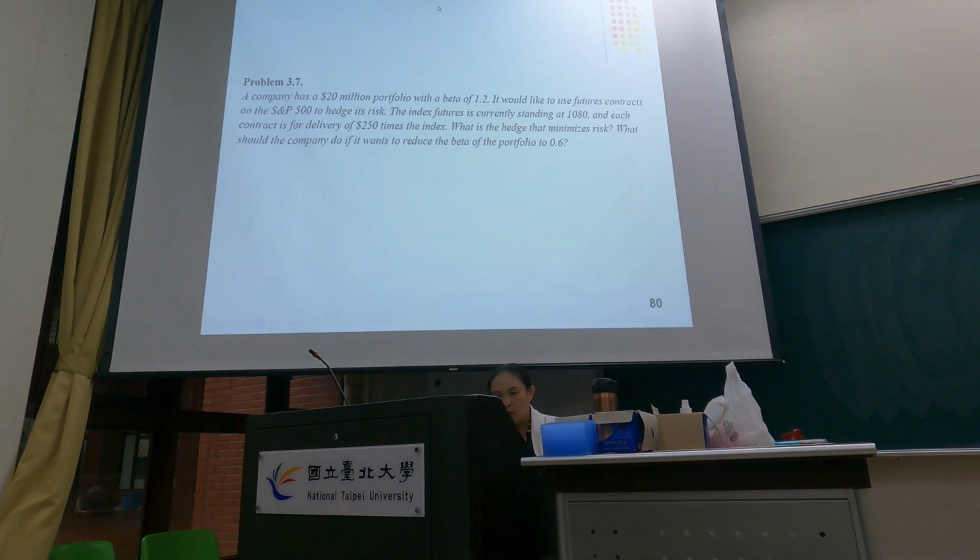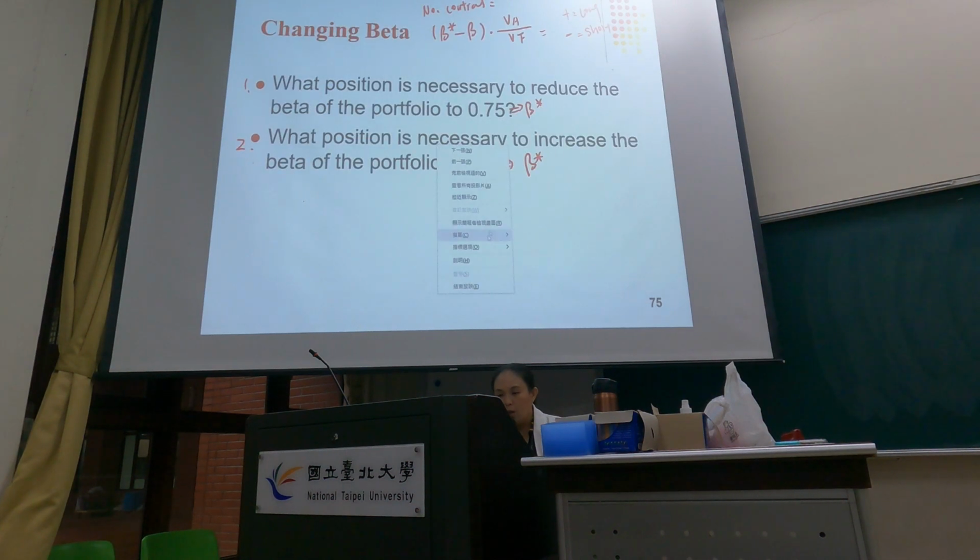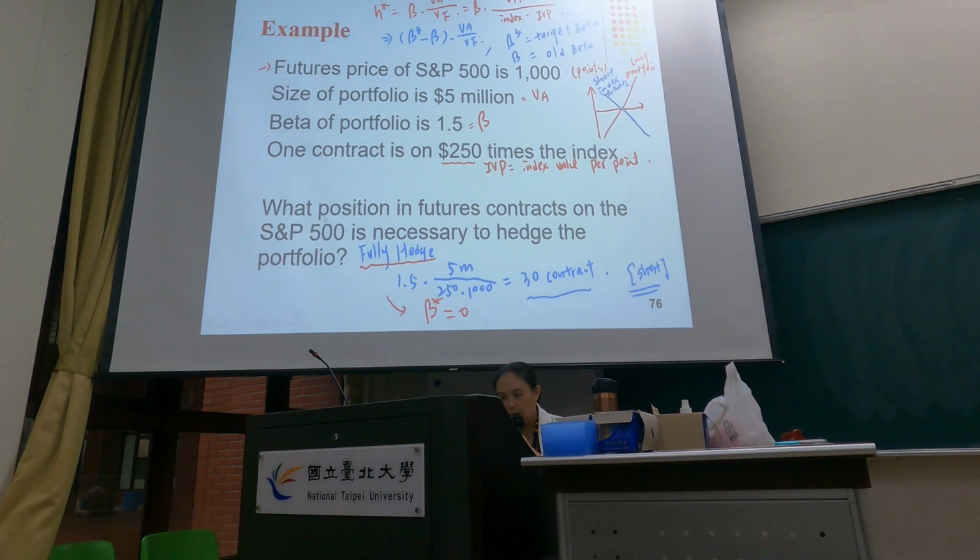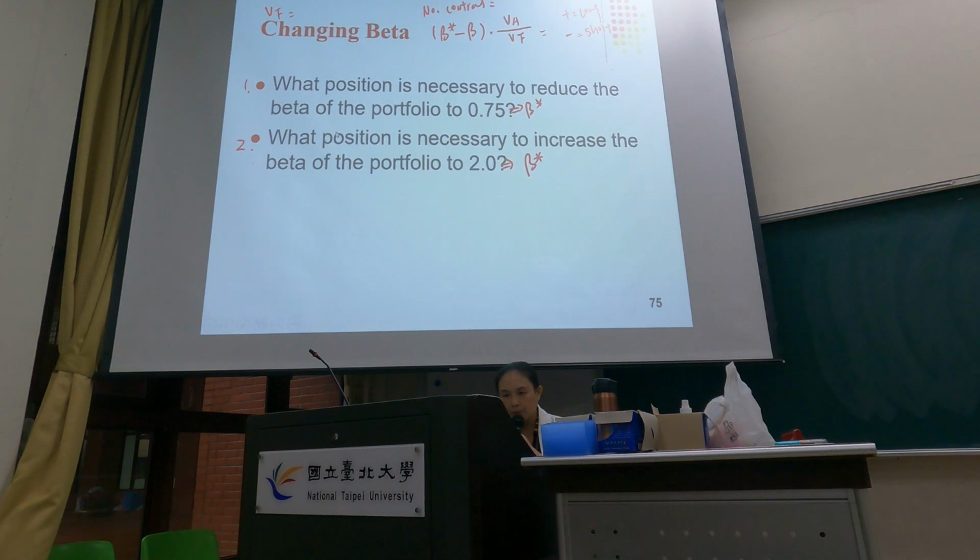Now I'll do it here. Okay, so question 1. Just write down our background information. VA is 5 million. VF equals 1,000 times 250, that's the index value. And then old beta equals 1.5, right? That's our original setting. Agreed?